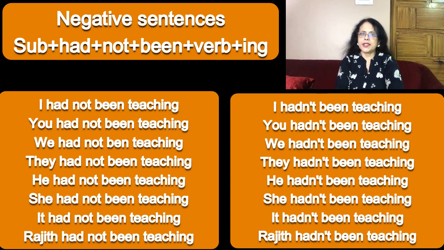You had not been teaching, you hadn't been teaching. We had not been teaching, we hadn't been teaching. They had not been teaching, they hadn't been teaching. He had not been teaching, he hadn't been teaching. She had not been teaching, she hadn't been teaching. It had not been teaching, it hadn't been teaching. Rajat had not been teaching, Rajat hadn't been teaching. Okay? Isn't it easy? Yes, it's very easy.